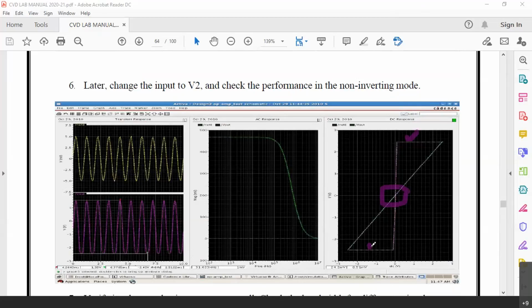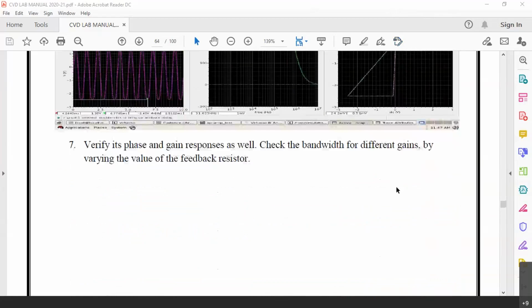You can see it is saturating from minus Vsat to plus Vsat. Now you can see it is in the non-inverting mode, where the input is rising and the output is also rising. So that way, the transfer curve indicates its phase shift. In this case, there is no phase shift at all. So this is the working of the operational amplifier in the non-inverting mode. That's all with this now.